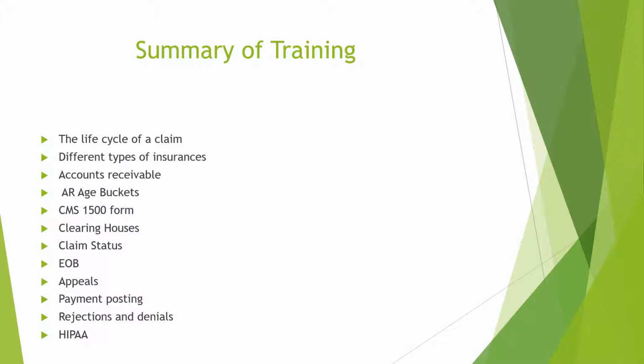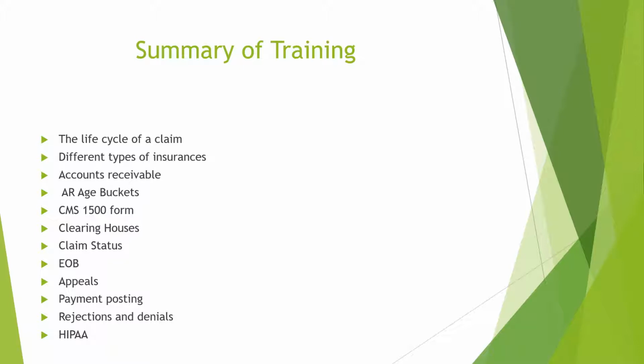So we have the life cycle of a claim, different types of insurances. We have accounts receivable, which is you guys, AR. We have our AR age buckets, our CMS 1500 form, a clearinghouse, claim status, EOB, appeals, payment posting, rejections and denials, and HIPAA. So I hope everything we went over helps give you the knowledge you need in order to succeed in our company as an AR worker.